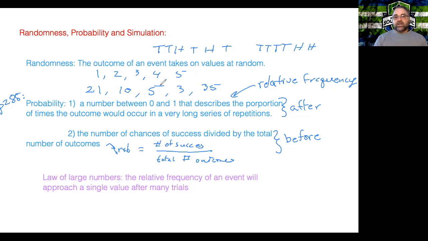All right. The last thing for this first section of probability, now that we have some basic ideas of probability down, is the idea of simulation.